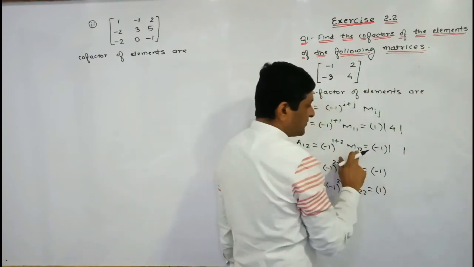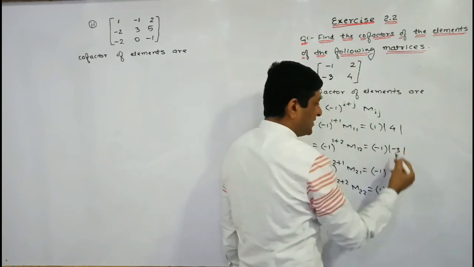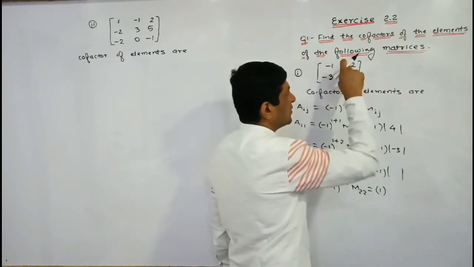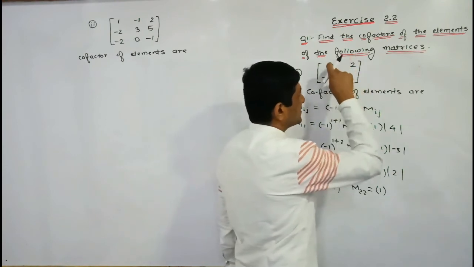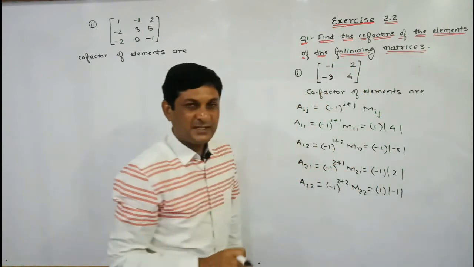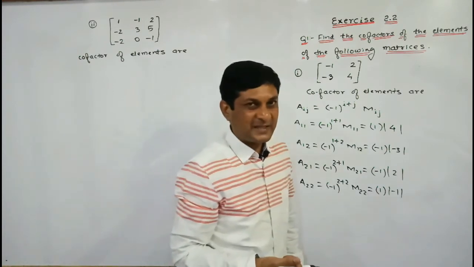Now delete second row, first column. Second row, first column, we will get 2. Here delete second row, second column. Second row, second column, we will get minus 1. In this determinant, isn't it? Once the elements in the determinant are known to us, simplify the determinant.